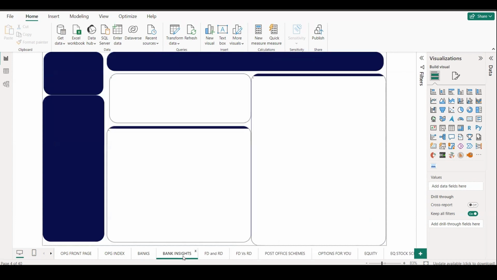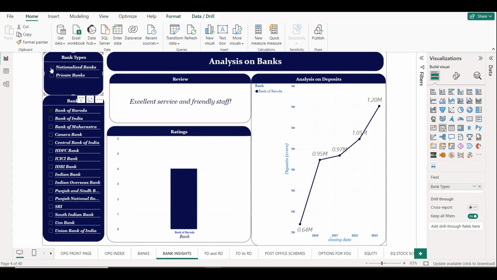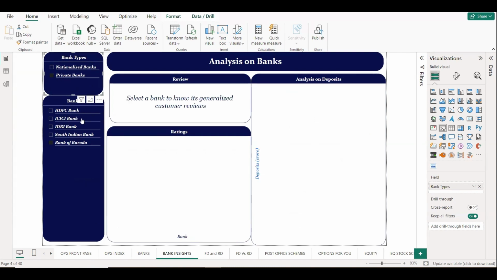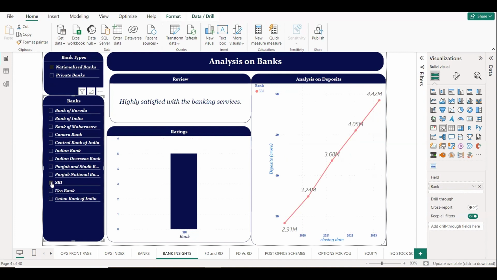So here what we have done is I can select what kind of banks I'm looking for. For example, if I only want to see nationalized banks, I can select nationalized banks. Or if I only want to see private banks, I can select private banks. So here, let's just say I'm trying to look into nationalized banks, and I'm going to select one of the banks here. Let's say I want to see the analysis of SBI, and here I can see a review of SBI. It's highly satisfied with bank service, and I can see the analysis on deposits.